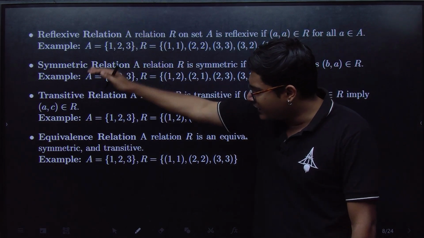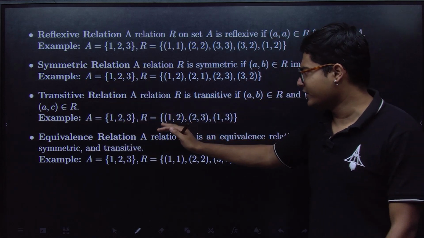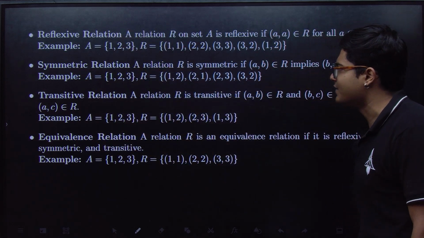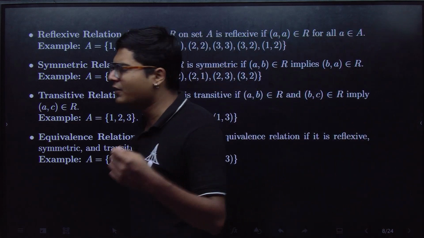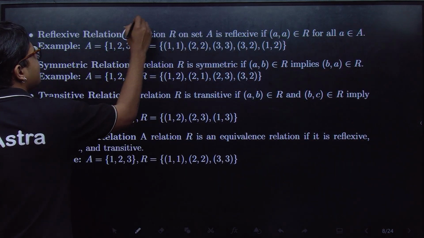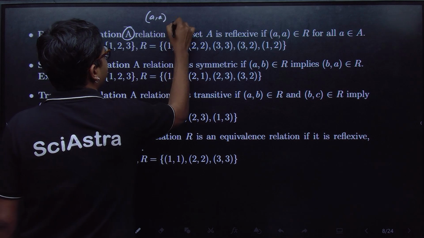Now, the different types of relations, again, a very important part of this chapter. The first type is a reflexive relation, right? So what exactly is a reflexive relation? It's a relation where if you look at any element of A, you want (A, A) to be present inside R. That's it.